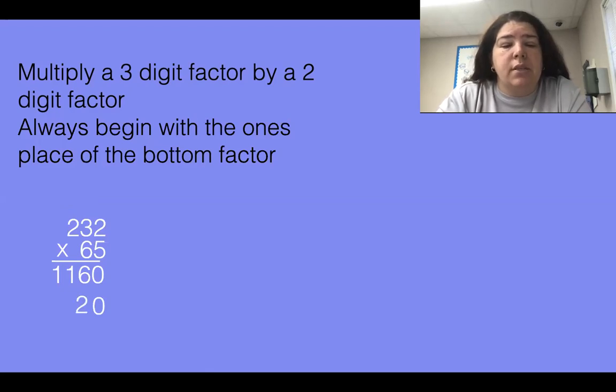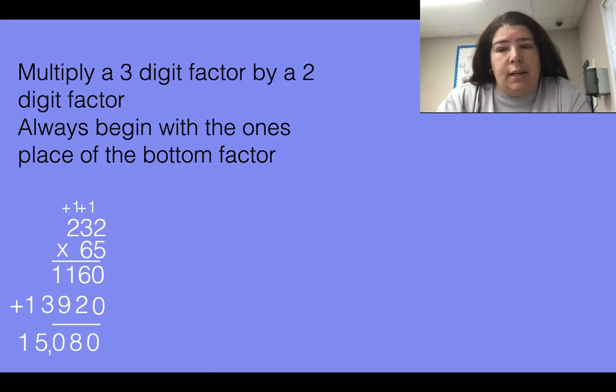2 times 6 is 12. Put the 1 up and the 2 down. 3 times 6 is 18, plus 1 is 19. Carry the 1. 2 times 6 is 12, plus 1 is 13. Okay, now we add those 2 partial products, and we should get 15,080. All right, let's try it again. 349 times 72.